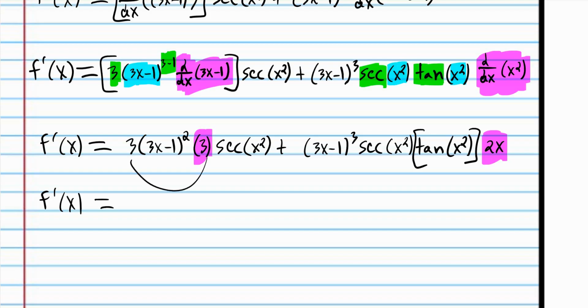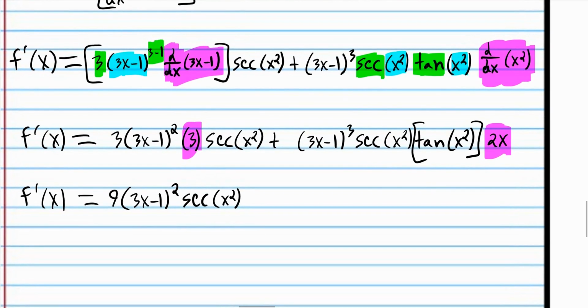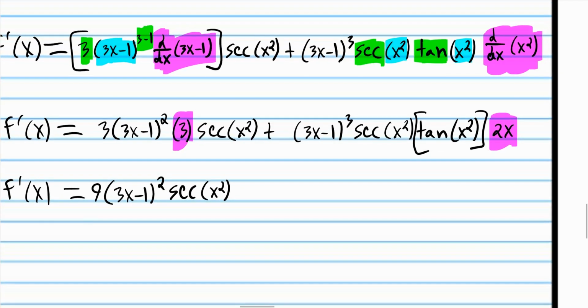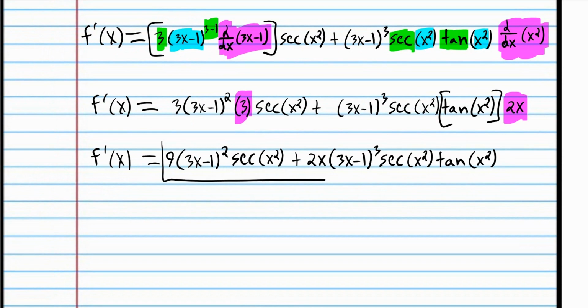Okay, so now we're going to multiply these 3's. So we have 9, 3x minus 1 squared. And it's best to write your trigonometric functions to the right of the product, because that reduces confusion. If you write it to the left of the function, then it seems like it's inside the secant function. That creates problems. And then we have 2x times 3x minus 1 cubed times secant x squared times tangent x squared. So there you go. That is the derivative.